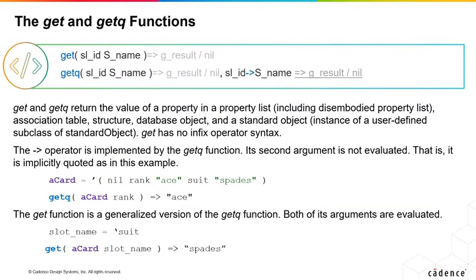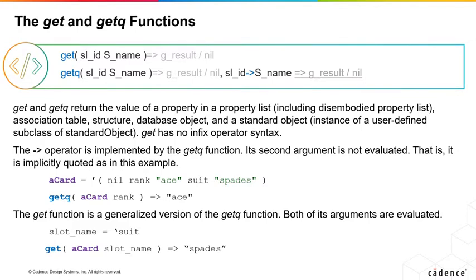Here we'll look at the get and getq functions. So get and getq return the value of a property in a property list, including disembodied property lists, association tables, structures, database objects, and a standard object. Now get has no infix operator. The getq does, and that is the straight arrow. That's what we've seen previously. And so here's some examples.